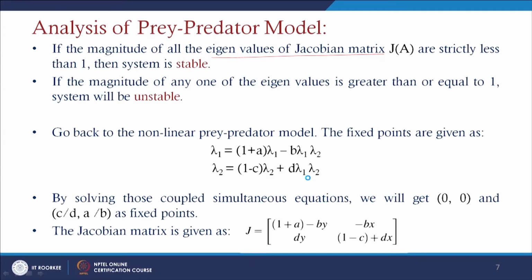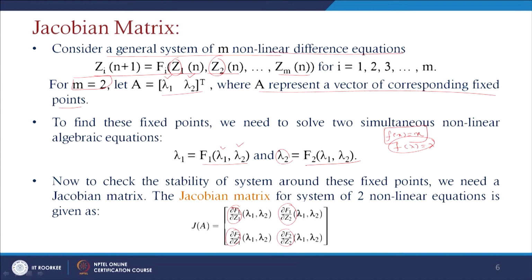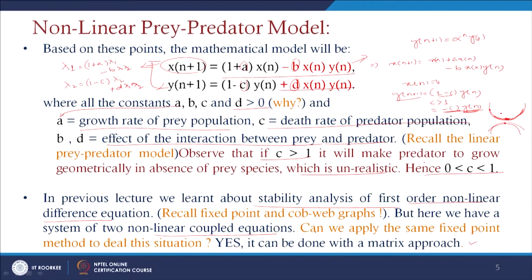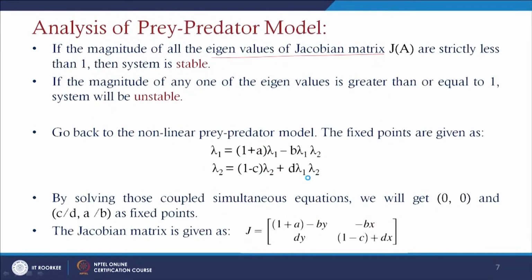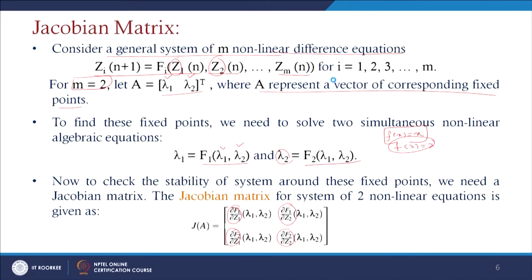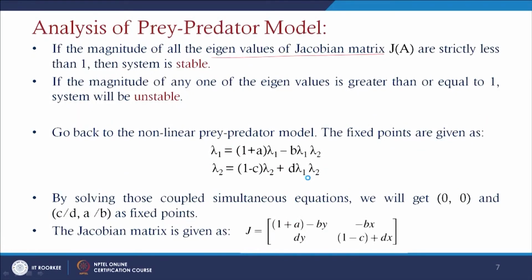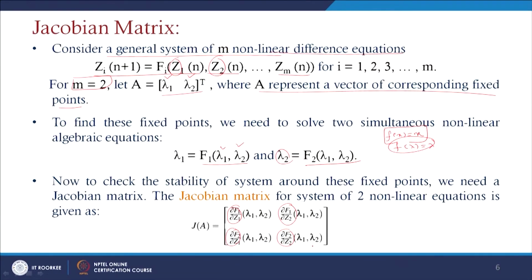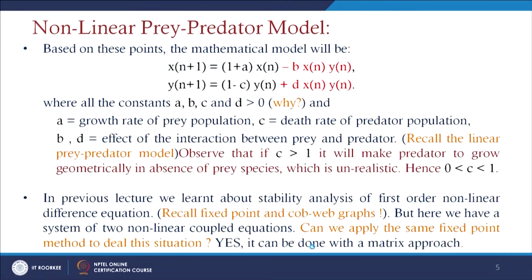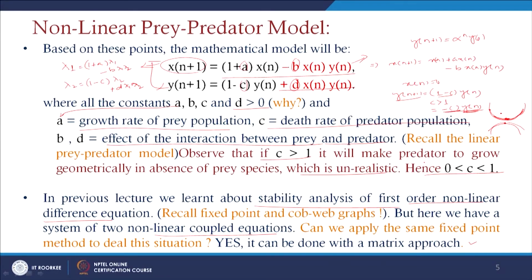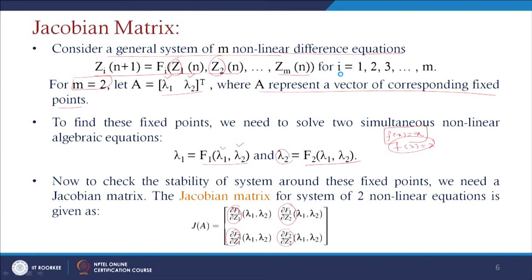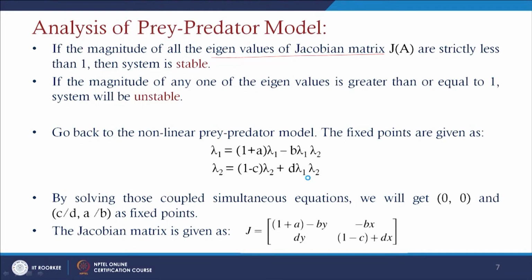Since this is z1 and z2, these are the variables, and accordingly we differentiate. For the first entry, we find 1 plus a minus b y, differentiating with respect to x. The second one is differentiating with respect to y, so we find minus b x n is present there, so that is why it is present there.